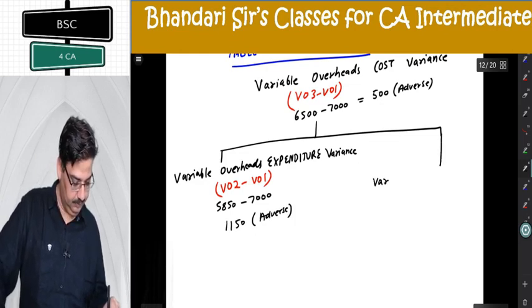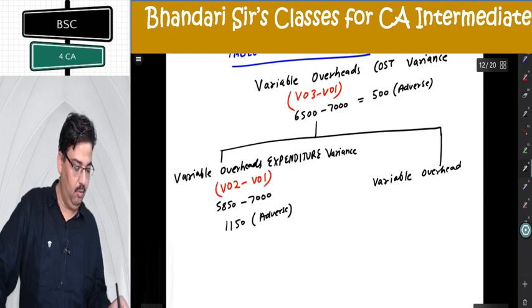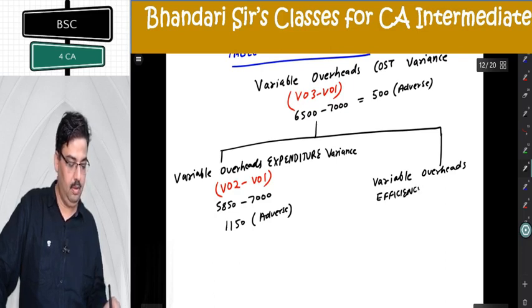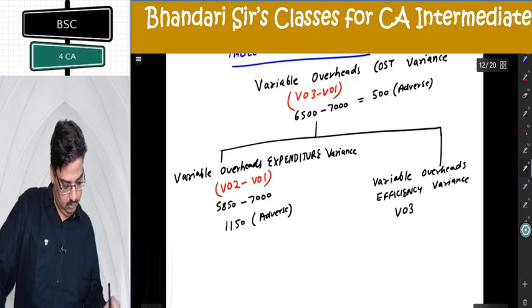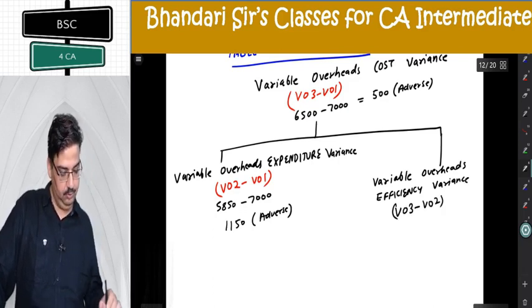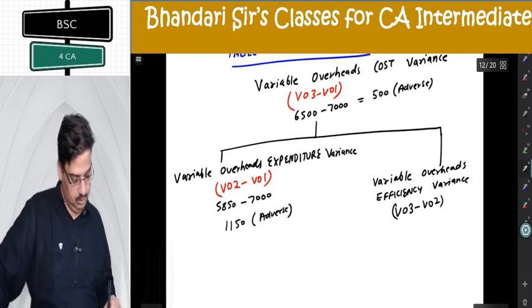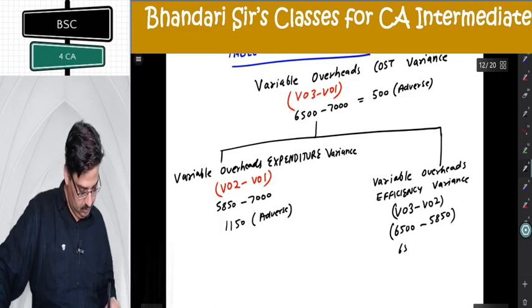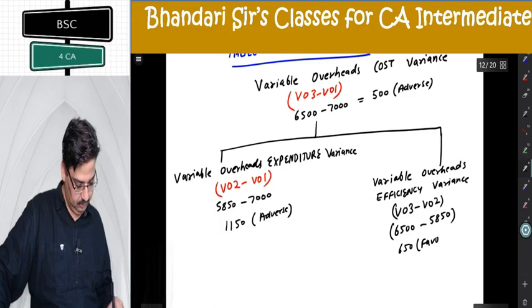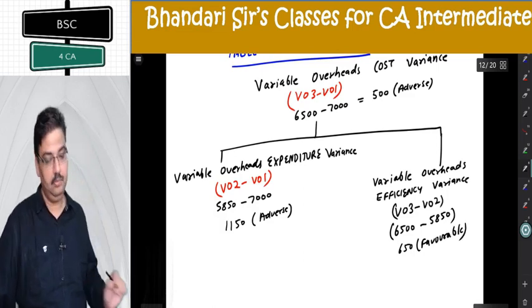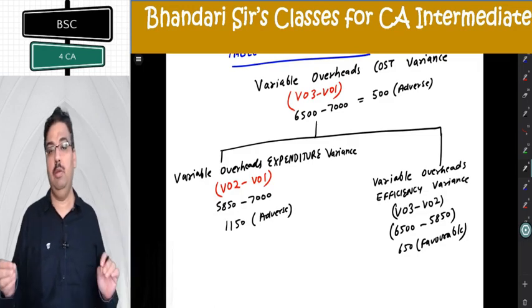And variable overheads efficiency variance, VO3 minus VO2, which is 6500 minus 5850, 650 favorable. This is the complete question B1.